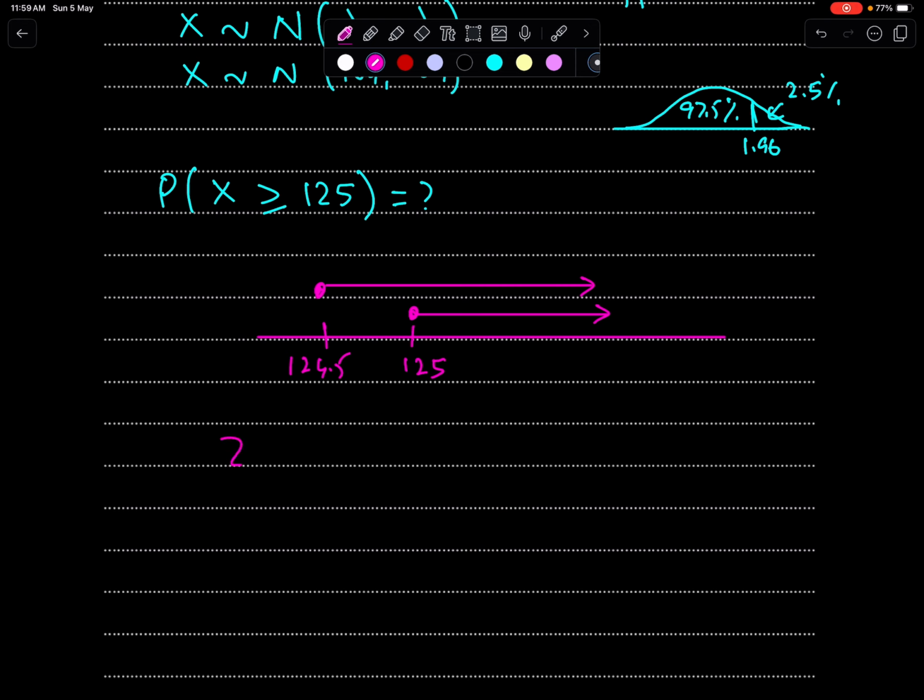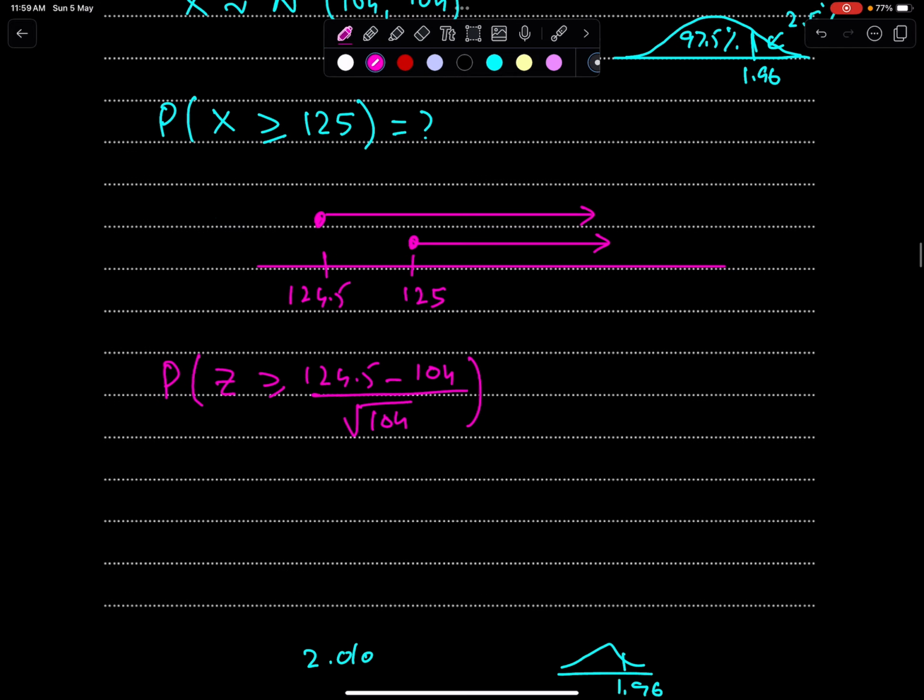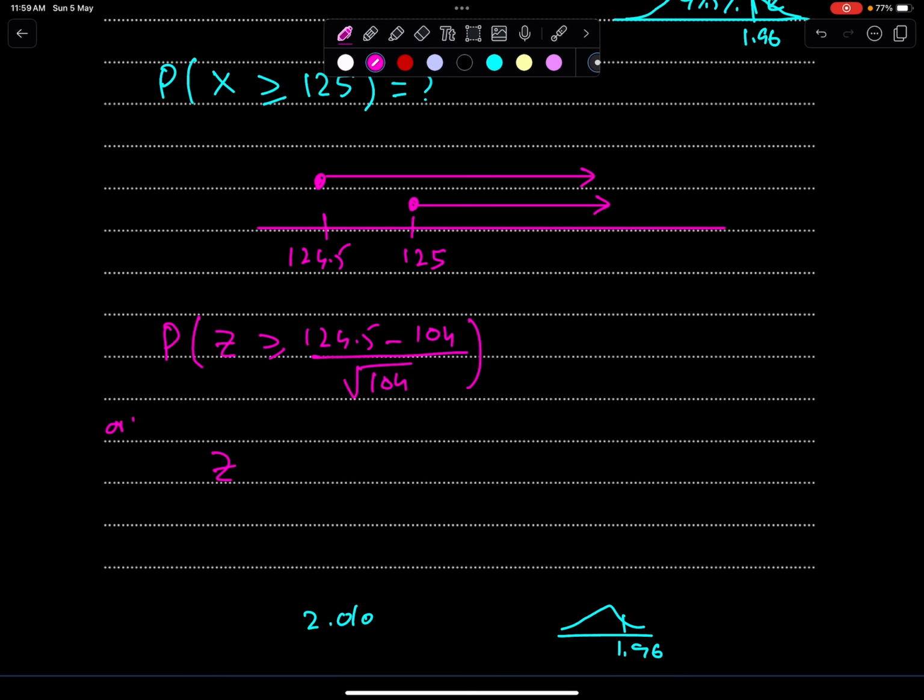So for z, you have two options. Either you can calculate the probability or just calculate the value of z. I'm writing both the options. 124.5 minus lambda, which is 104, over the square root of 104. You can write this as z test equal to this number. This is 2.010.